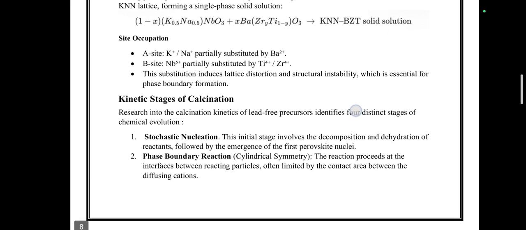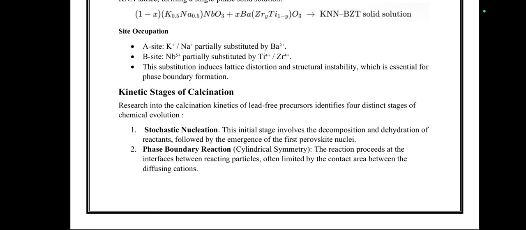Site occupation: at the A site, potassium and sodium are partially substituted by barium, and niobium is partially substituted by titanium and zirconium. This substitution induces lattice distortion and structural instability, which is essential for phase boundary formation.